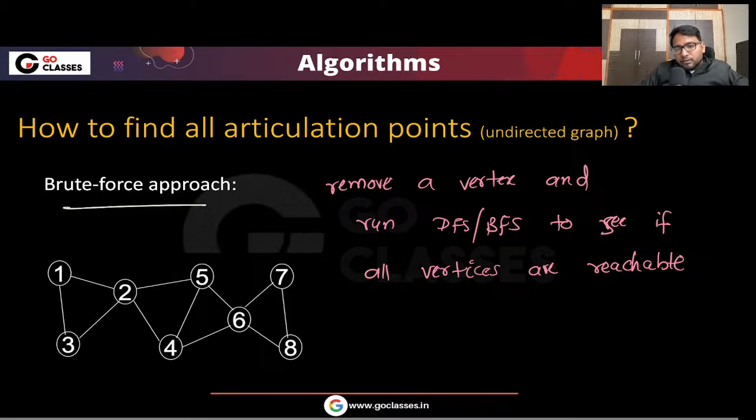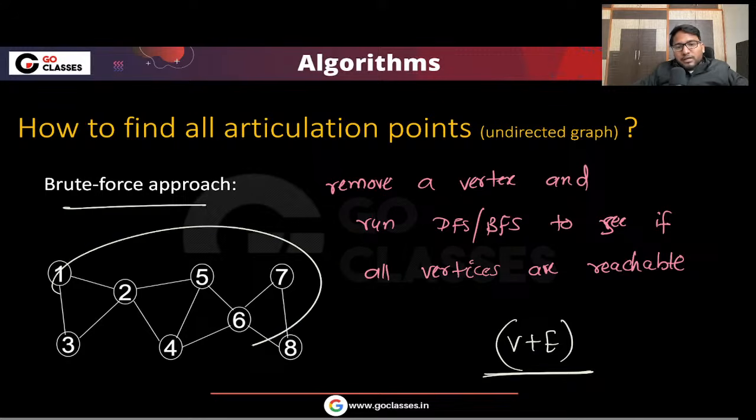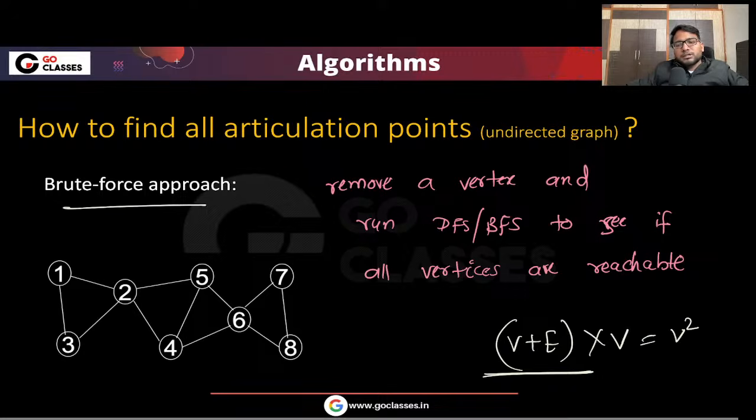But if you do this, then what is the time complexity of BFS or DFS? Both have the same time complexity, which is order of V plus E. And if you do it for all the vertices, then it's into V, right? So it is almost V square. It is too much. We can just do it in V plus E. We can just run the BFS once, DFS once.